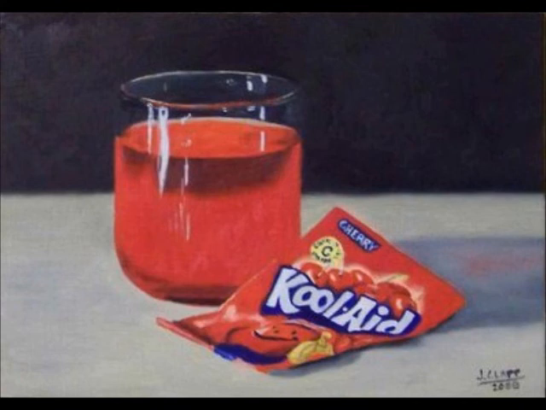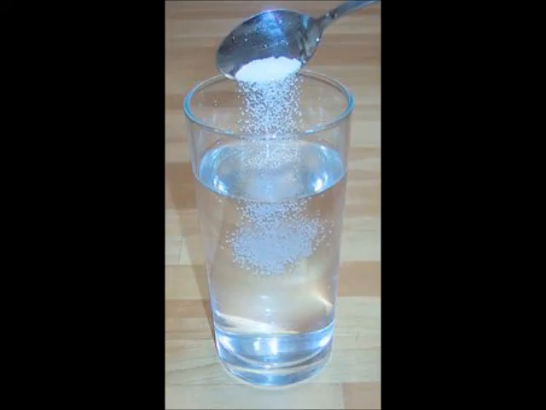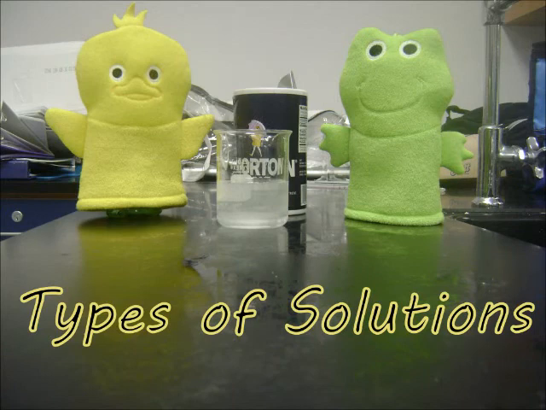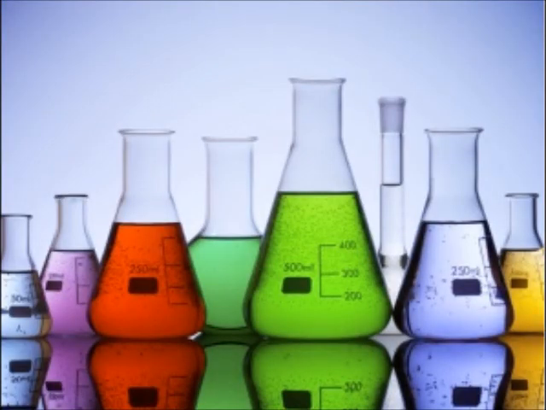So a solution is a homogeneous mixture that contains a solvent and a solute, where the solute is able to be dissolved by the solvent. And all this defines the solubility of the solute, which means the tendency for that particular solute to dissolve in a solvent. Okay, so now me, Steve the Frog, and my assistant, Daisy the Duck, will show you guys pictures of us with different types of solutions.